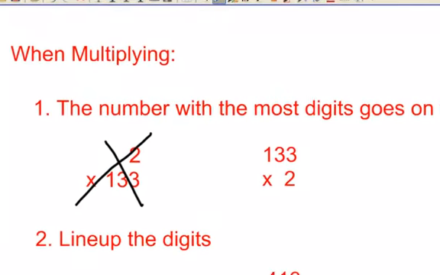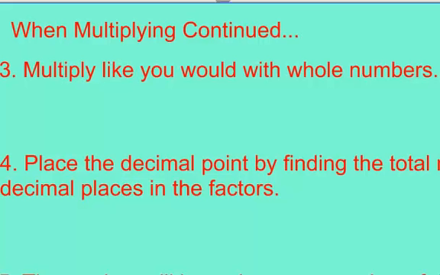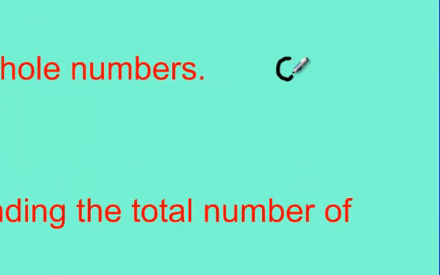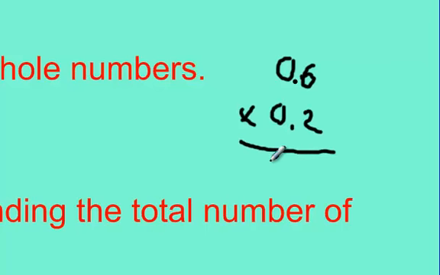Alright, moving along. Number 3, multiply like you would with whole numbers. So that example that I gave you was 6/10 times 2/10. So I'm going to use that one again. 0.6, and you don't have to put that 0 there. It's up to you. And I'm going to put 0.2, and we're multiplying these. 6 times 2 is 12, right? So I'm multiplying like I would with whole numbers.